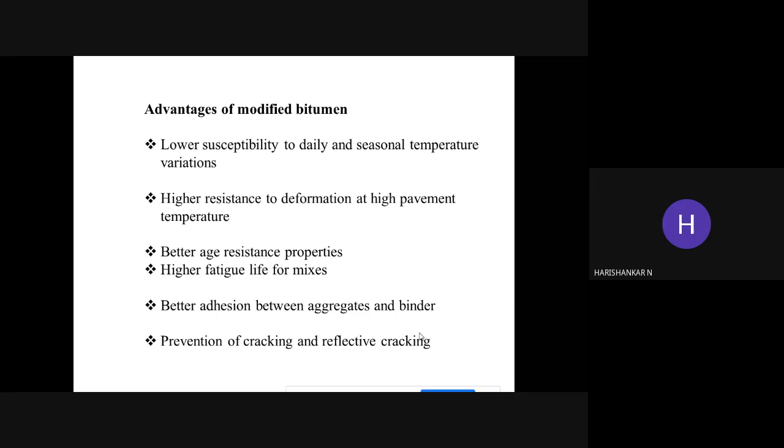So these modified bitumens are having some advantages, which are given in the class note. You can simply read it out and you can find it. Okay, just wait 1 minute. The system will restart.